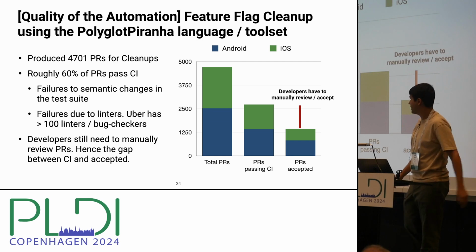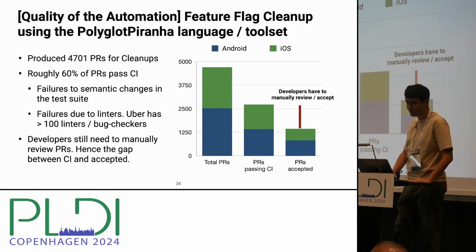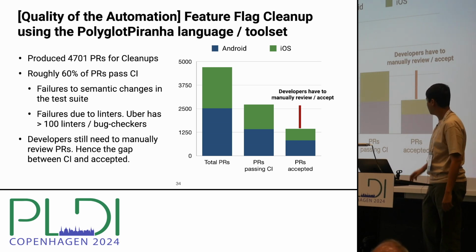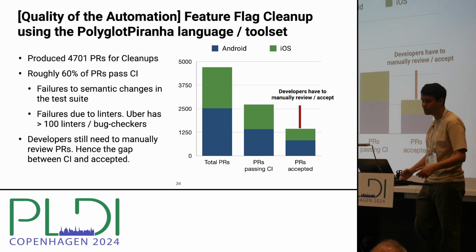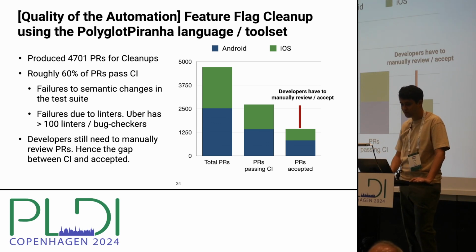And then we also send these PRs to developers to make sure that the flag is really stale, because we don't want to delete code that shouldn't be deleted. And that's why we have this gap here, PRs that have not been accepted yet. Developers still have to review them in order to land the changes. This gap has been closed in the last months, but these are the results we have in the paper.